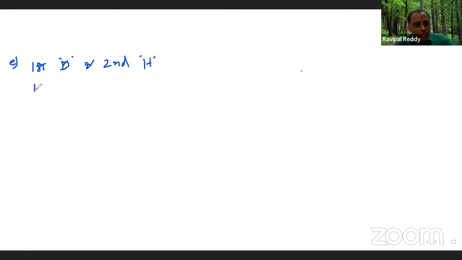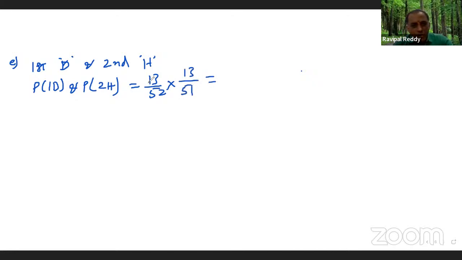So the probability of first card diamond and probability of second card heart. How many diamond cards are there? 13, by the total number of cards 52. We take one card, that is diamond. And remaining, how many heart cards are there? 13 heart cards are there, but the total number of cards in the pack is 51 only.